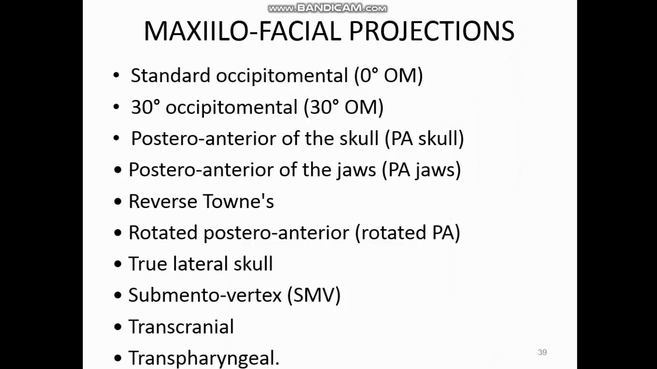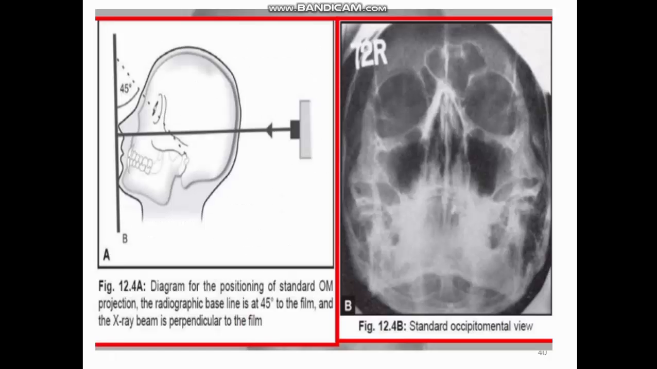In practice, we also use different maxillofacial projections. They are standard occipitomental position, 30-degree occipitomental position, posterior anterior of the skull, posterior anterior of the jaws, reverse Towne position, rotated posterior anterior position, true lateral skull, submental vertex, transcranial and transpharyngeal positions.